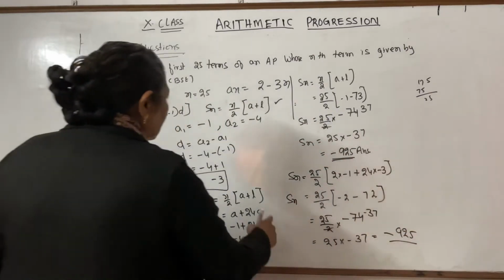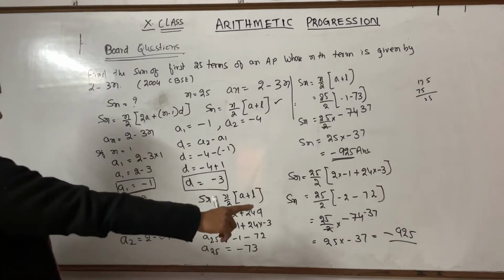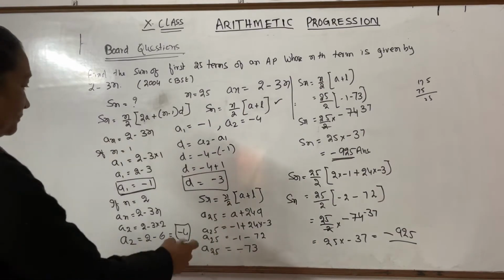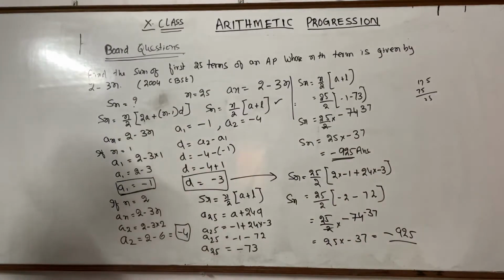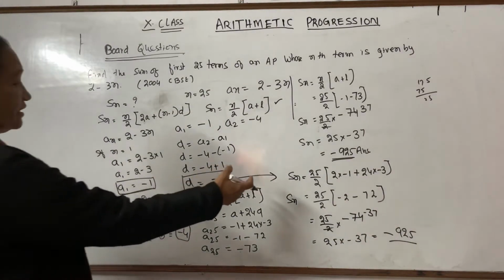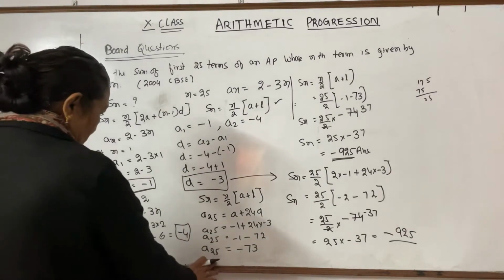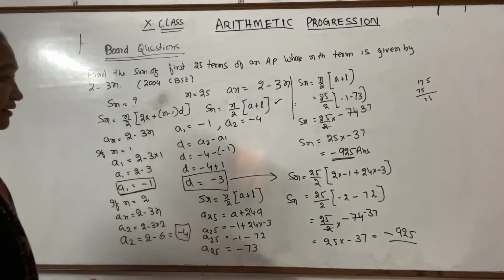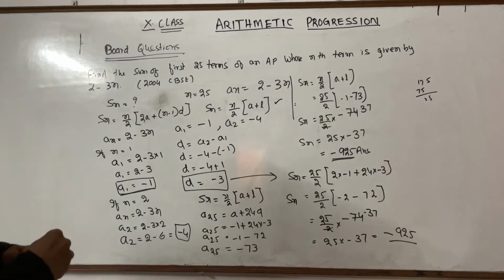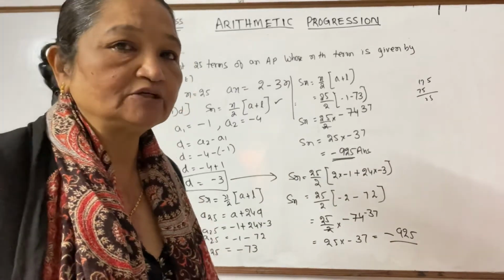Okay, this is the shortest method. You found A, then D, and after that you can go straight to this formula. Okay, so you can get it very quickly. Otherwise here again you have to find the 25th term, then put it in the formula. So whatever way you like, you can do it. Okay, you got it? Now we shall do another sum.